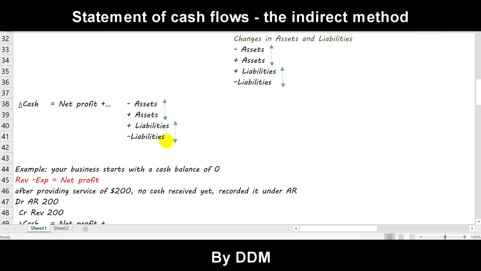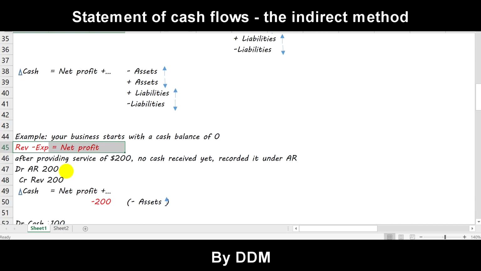Now let's look at the relationship here by looking at these simple examples. Let's suppose your business starts with a cash balance of 0, and this relationship still holds. That's revenue minus expenses equal to net profit. So when you start your business with a cash balance of 0, that means you have 0 cash and also 0 net profit. Now, after providing service of $200, you haven't received cash yet, you record it under accounts receivable.